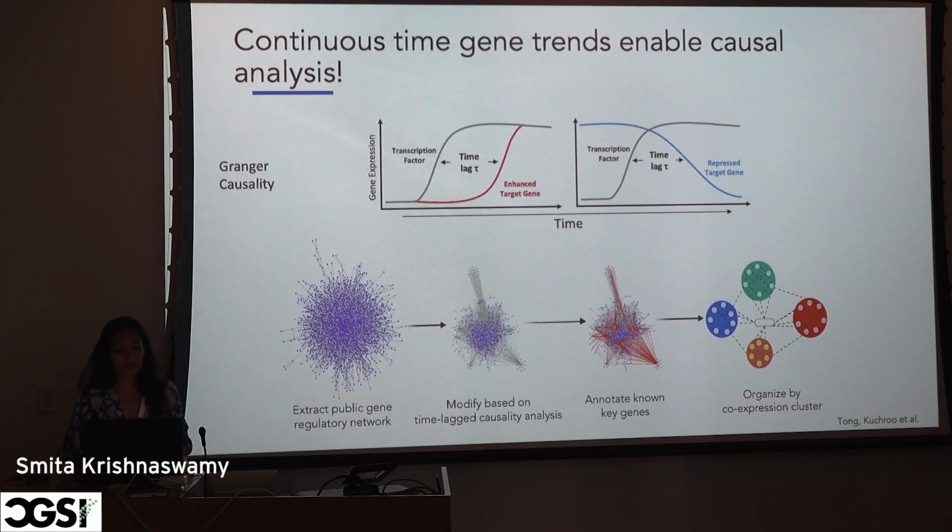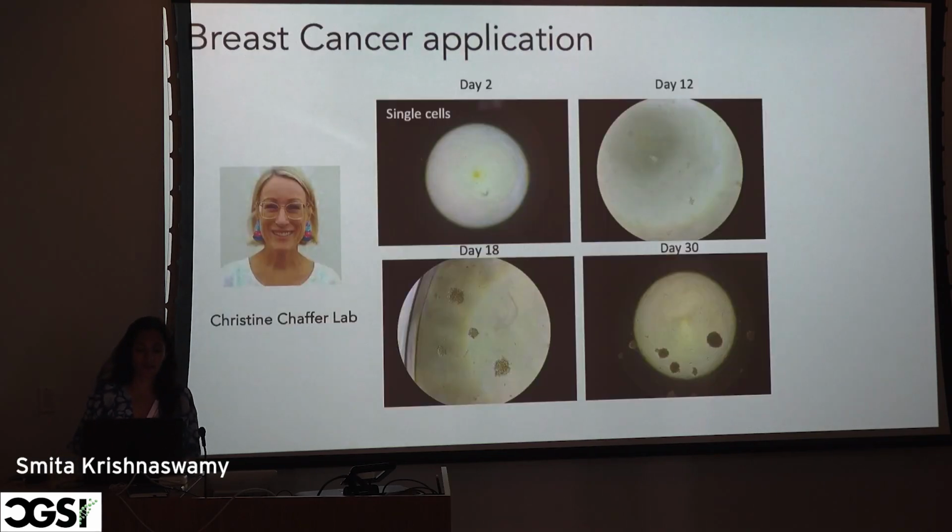And finally, I will not talk about this today. These continuous time trends definitely enable less correlational, more causal analysis because, for example, you can perform Granger causality. You can say this gene goes up first, and from it you can predict the value of the next gene. So this gene might be Granger causing that gene, which is a hypothesis generation method. You of course have to validate it.